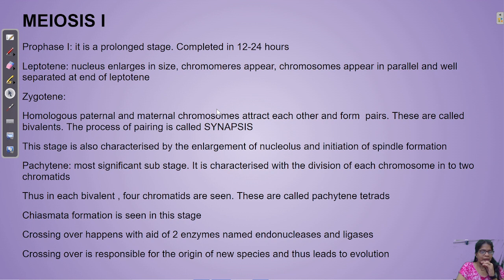the further things. So pachytene, I told you, this crossing over is responsible for the origin of new species and thus leads to evolution. There are two important enzymes I thought of explaining to you, and those are called endonucleases and ligases. The enzyme called endonuclease would cut the part that has to be transported to the non-sister chromatid of a homologous chromosome. The same way, the ligase would help in ligating that opposite part of your non-sister chromatid for the homologous pair. And thus, this complete evolution would start having the recombination.